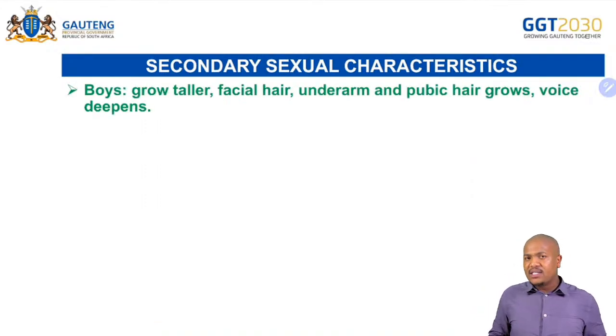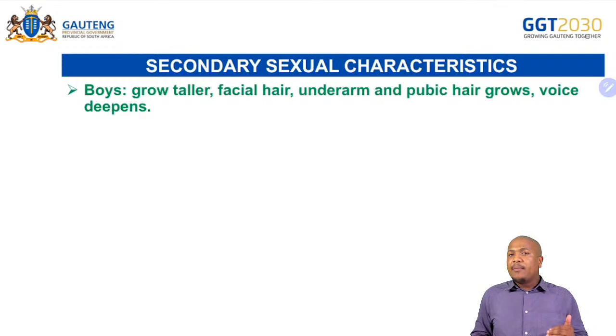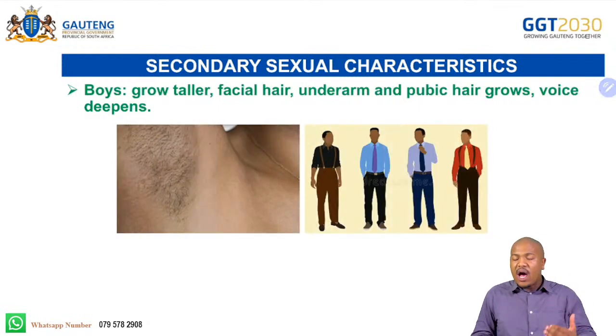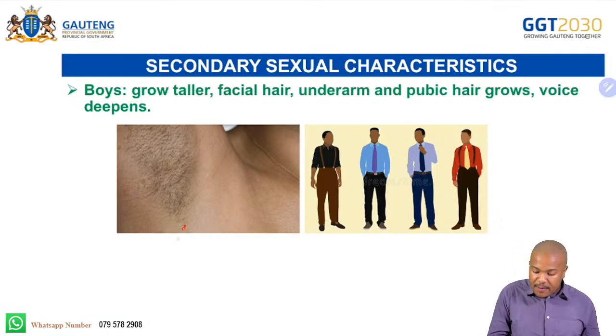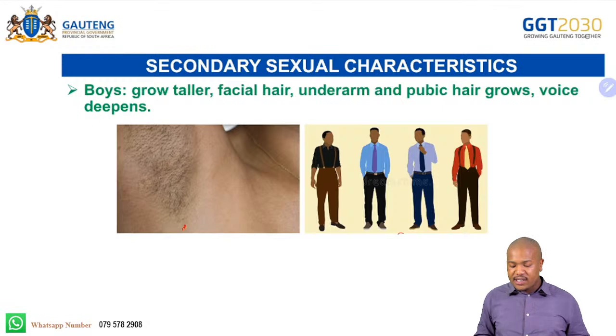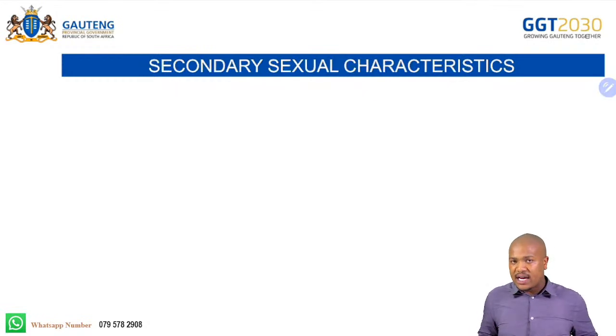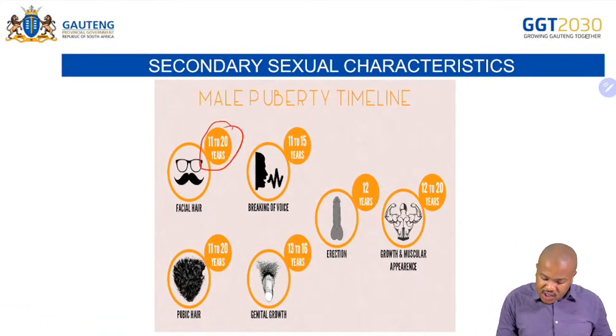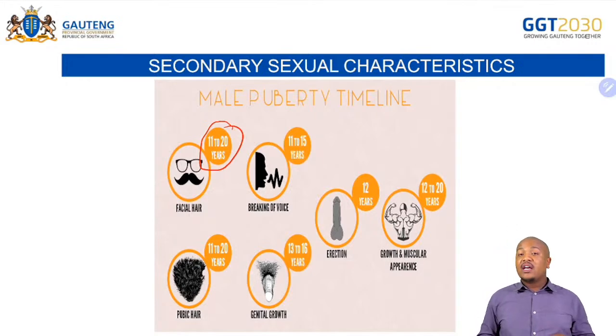So now in males, you notice the changes being what? Growing taller, the growth of facial hair, underarm and pubic hair growing, and the deepening of the voice, right? Then you notice that you are undergoing puberty. Also the broadening of shoulders, right? So as you can see here, this picture tells us that at the ages of 11 to 20 years, you find the growth of facial hair, right? 11 to 15, the breaking of the voice, right?